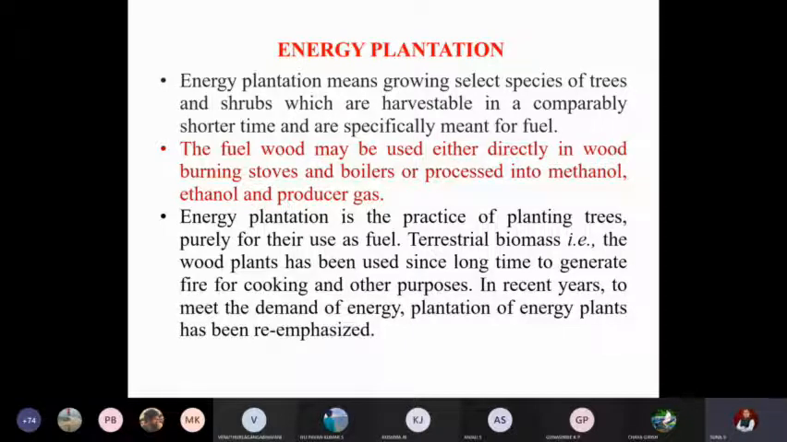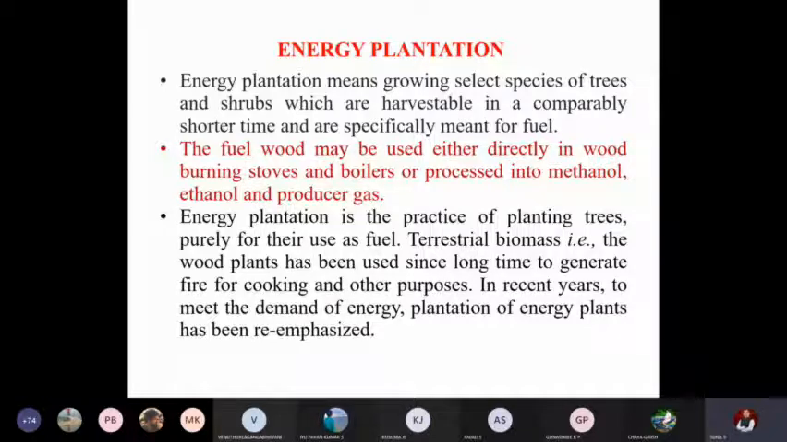Okay, next concept is energy plantation. What do you mean by energy plantation? It means growing selected species of trees and shrubs which are harvestable in a shorter time, specifically meant for fuel. Plantations are nothing but a specific class of trees grown at a very fast rate, which will be cut and used as fuel.